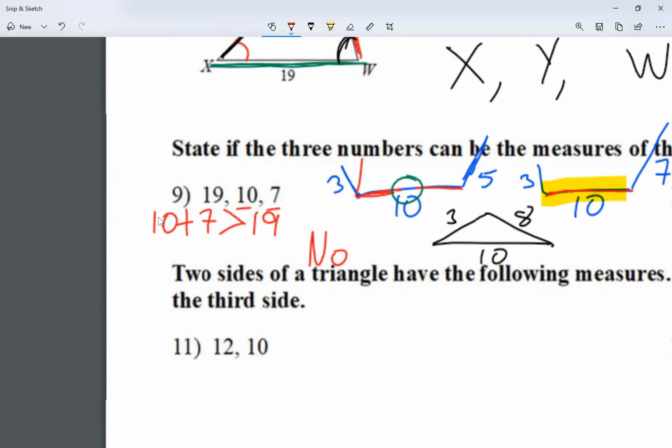So no, I cannot form a triangle. Now here it says, state if the three numbers can be the measures of the sides of a triangle. I'm basically asking a yes or no type of question. It is no, because adding the two small numbers does not equal more than the big side. So no, I cannot form a triangle here.